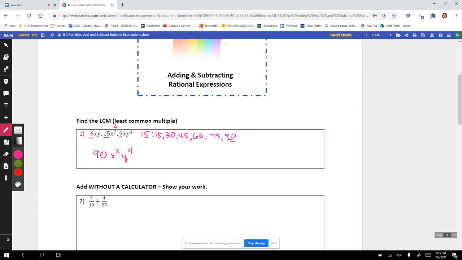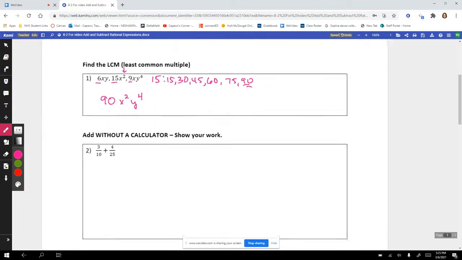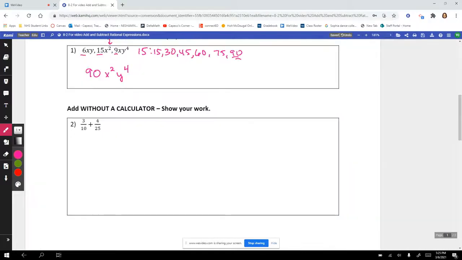Now, as we get ready to add and subtract, let's do something that you probably did in middle school without a calculator. We've given you calculators for so long. Can you remember how to do it without a calculator? So the first thing we need to do is find the lowest common denominator. Same idea between 10 and 25. That's going to be 50.